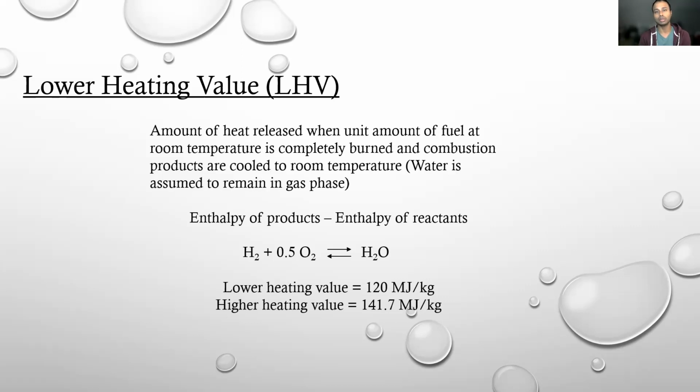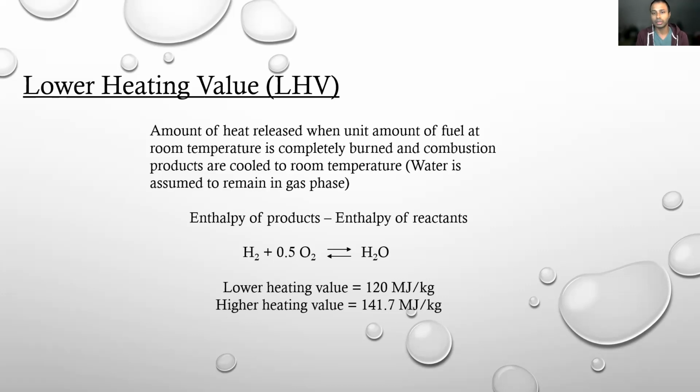Now, if the water that is produced in combustion is allowed to stay in the vapor phase and go away, then the amount of heat liberated in the total reaction, or the amount of heat that we were able to use, is known as the lower heating value. And if all the water that has been produced is condensed into liquid water, then the heat obtained is known as the higher heating value, because now we have gathered the heat of condensation from condensing the vapor phase of water to liquid water. So the higher heating value is always larger in number than the lower heating value.